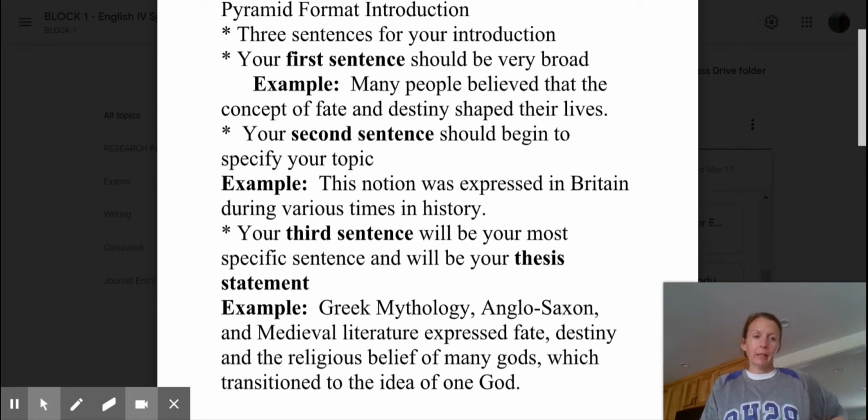If you have your packet at home, then you can take a look at that. If not, as I had promised yesterday, I uploaded all the papers from the research paper packet underneath the tab in Google Classroom labeled research paper. Very smart. So on one of the pages, it says pyramid format introduction.